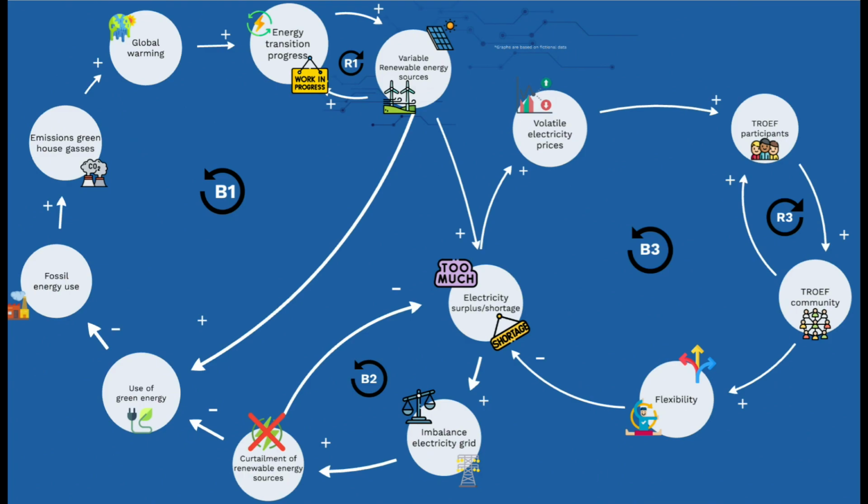With this causal loop diagram, we can see where TROEF fits in the energy ecosystem and what agents have influence on the current energy transition. With this diagram, we can also see what elements influence each other and how this would influence the energy transition over time. However, the CLD is just a model, a simplification of the real world.